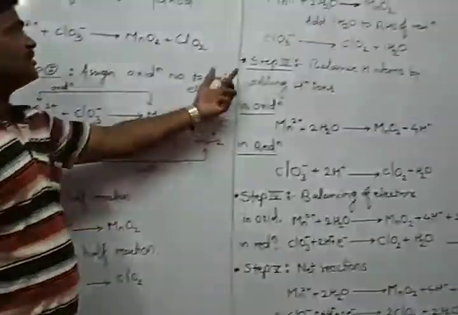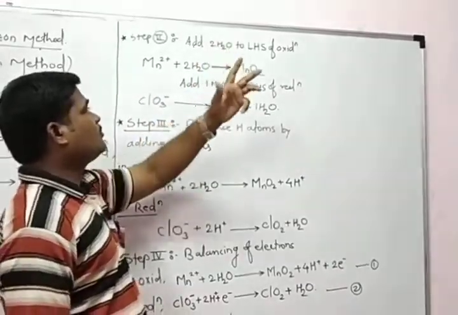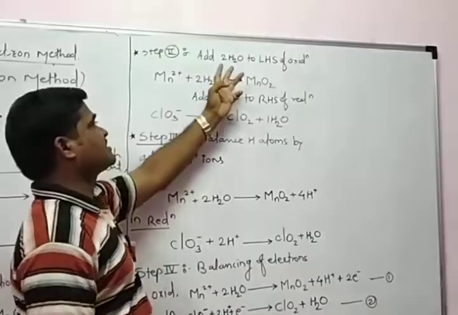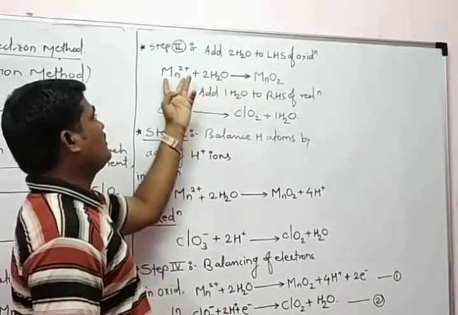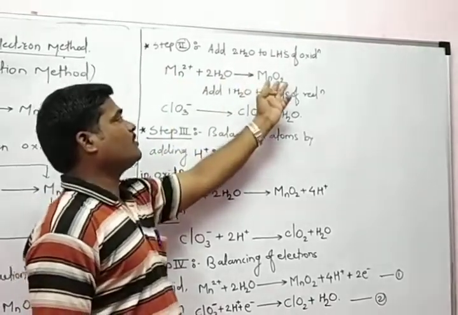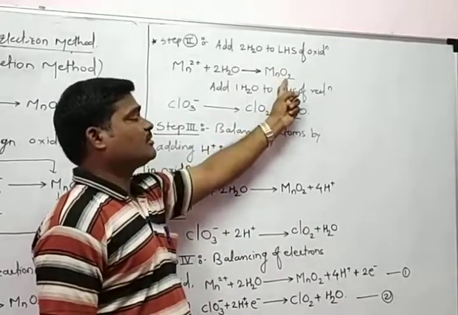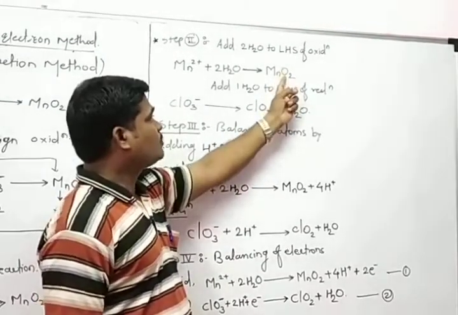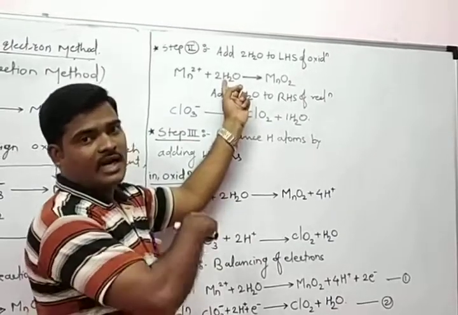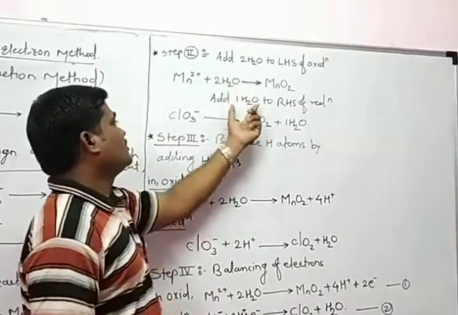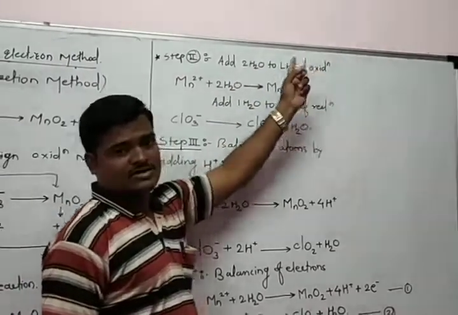Okay, now we will move to the next step, that is step 2. In step 2, we have to balance the oxygen atoms. So Mn2+, when it is converted into MnO2, here at the product side 2 oxygen atoms are there. So to balance this oxygen, I have to add 2 H2O at the left hand side of the oxidation half reaction.